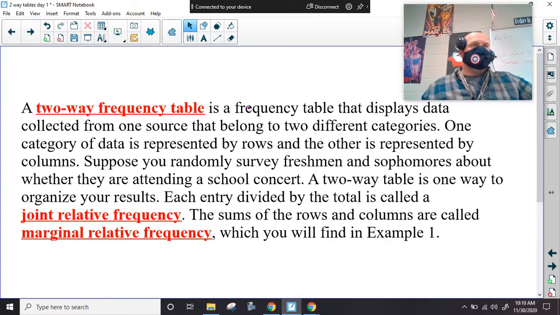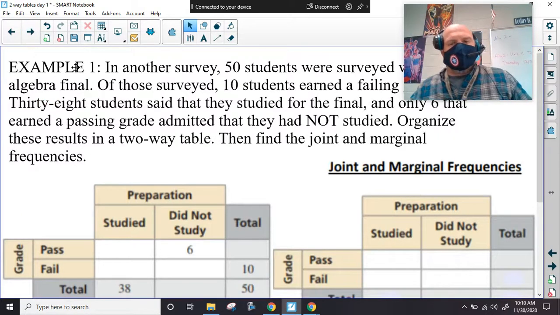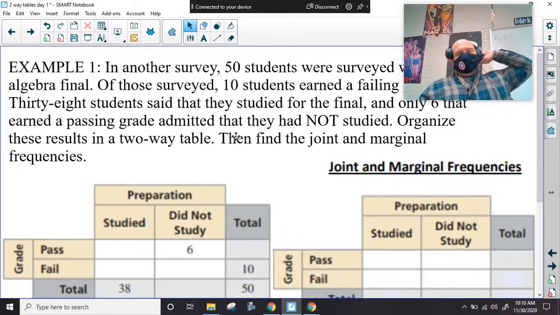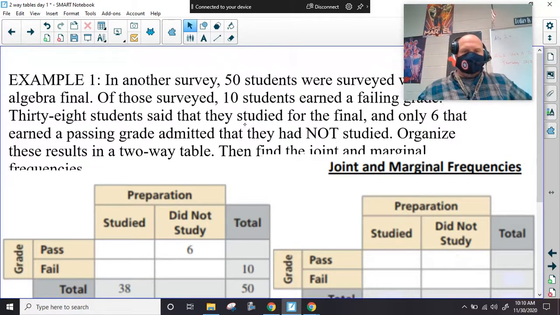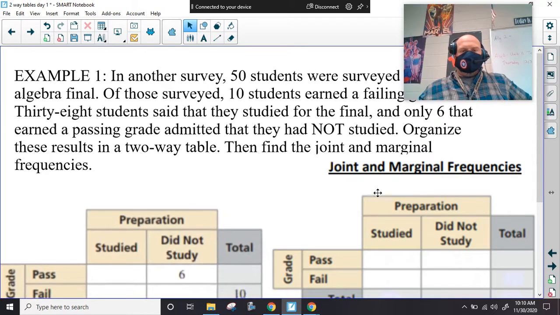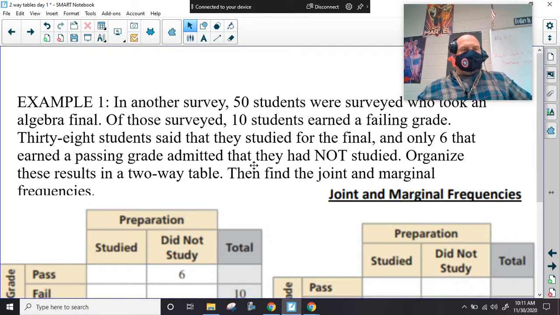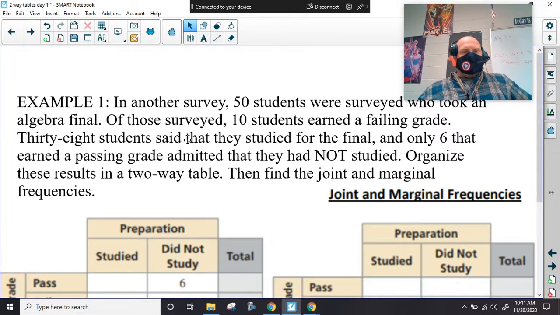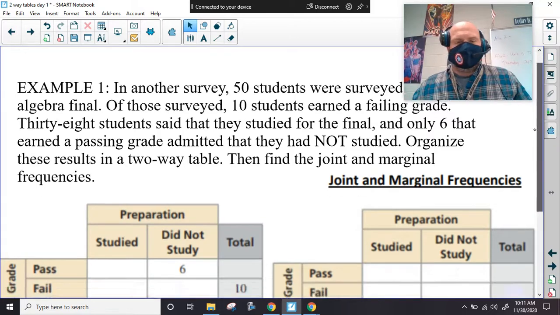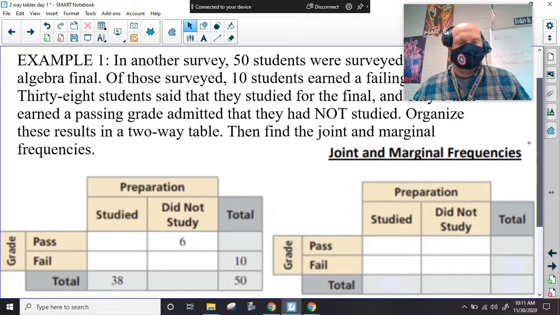All right. So now, this right here, it says, in another survey, there's 40 students. Let's see. I'm having to move this around because my big old face right here in the corner is covering up stuff and I can't read it. Were surveyed and took algebra final. Wow! Everybody want to take an algebra final. Of those surveyed, 10 earned a failing grade. 38 students said they studied for the final, and only 6 that earned a passing grade admitted they had not studied. All right, so first thing we're going to have to do is kind of organize this.